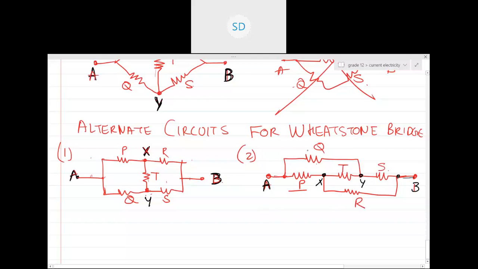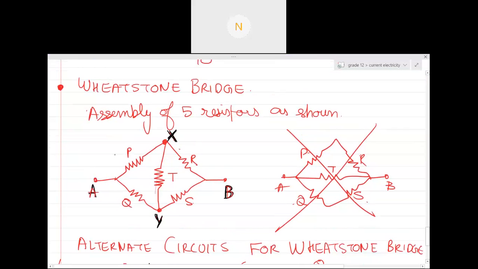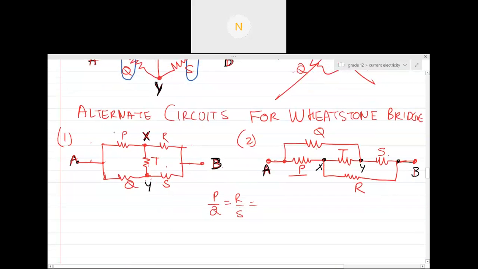There is one condition: P by Q is equal to R by S. Then no current flows through T. So can you see in this case, how will you read this thing? P by Q is equal to R by S, like this.